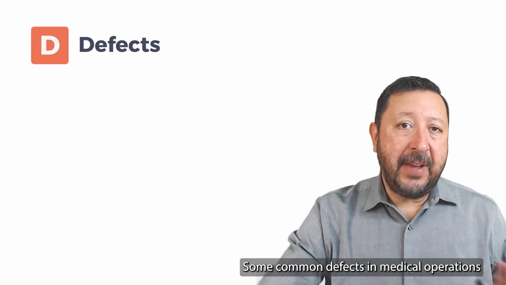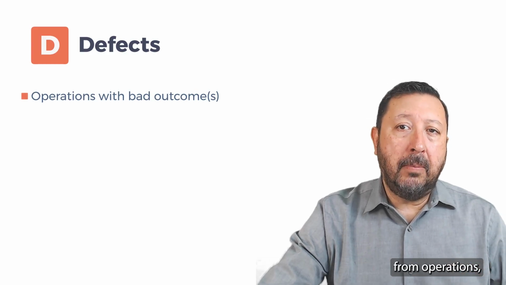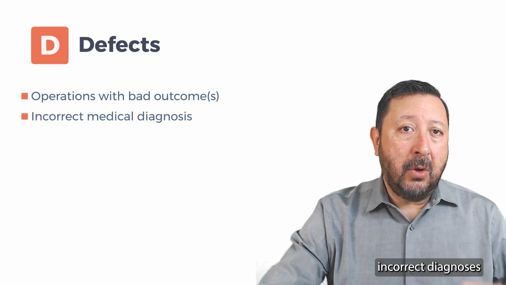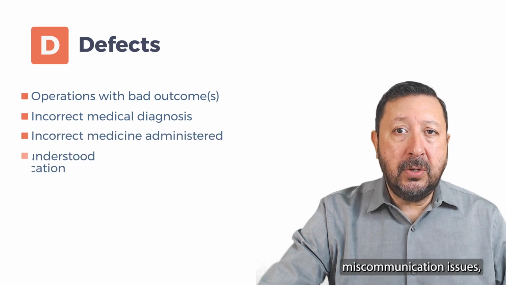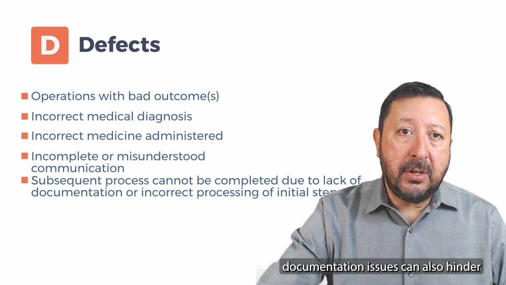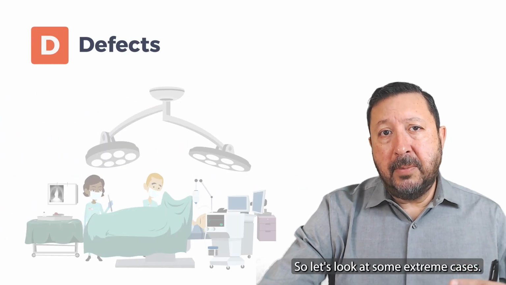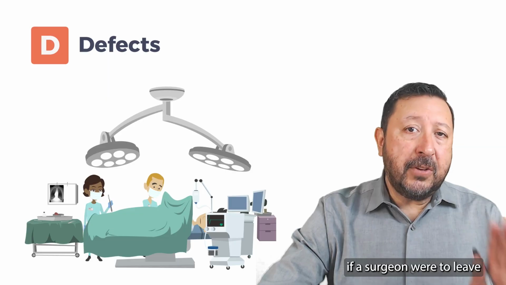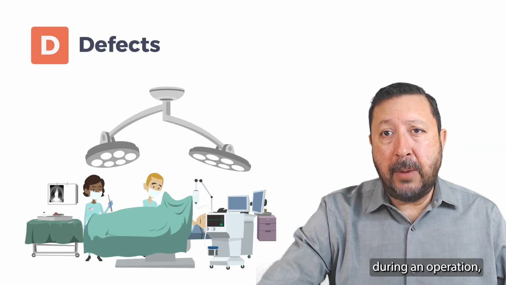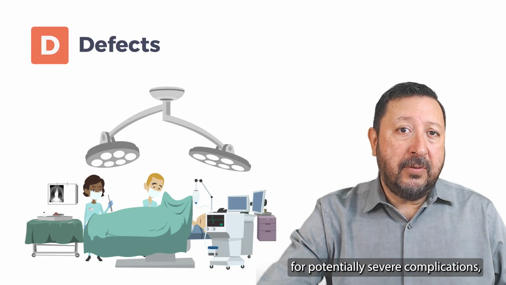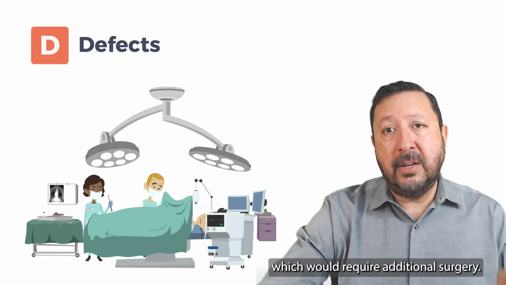Some common defects in medical operations include bad outcomes from operations, incorrect diagnoses, and medicine administration. Miscommunication issues and lack of proper documentation issues can also hinder the downstream processes. So let's look at some extreme cases. For example, if a surgeon were to leave excess materials inside of a patient during an operation, this would be cause for potentially severe complications which would require additional surgery.